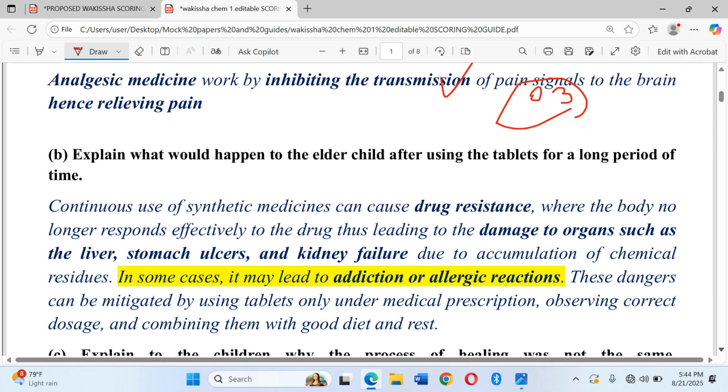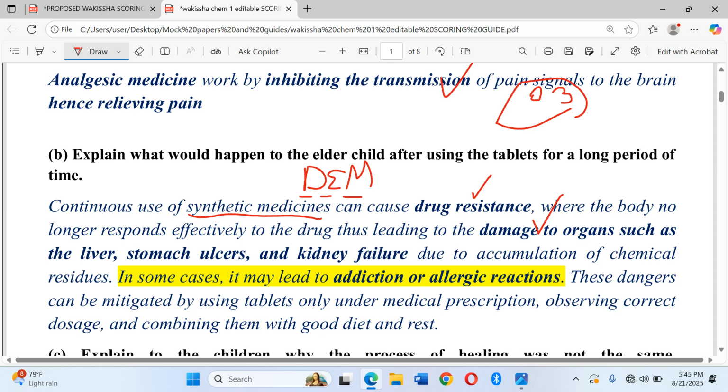Let's look at this point. I want to put the whole point there so that you can see. So I'm saying that continuous use of synthetic medicine, of course, that is what the elder child is using, can cause drug resistance. Now, this is the danger, where the body no longer responds effectively to the drug, that's leading to the damage. Now, that is the effect. Don't forget, we are putting our point in terms of them: the danger, the effect, and the mitigation.